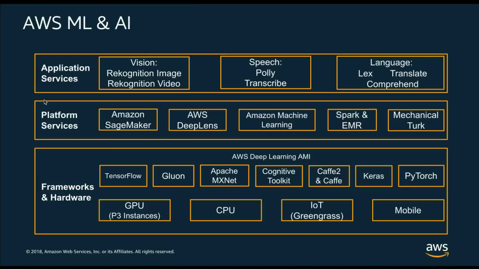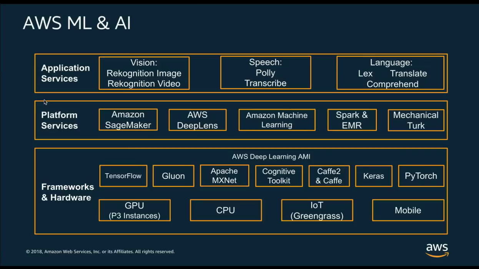The next layer down is the platform services. This is where Amazon SageMaker falls. The goal of the platforms is to allow you to develop your own customized machine learning solutions and give you the tools that you need to do that effectively and expediently. And both of those layers sit on top of the frameworks and hardware.